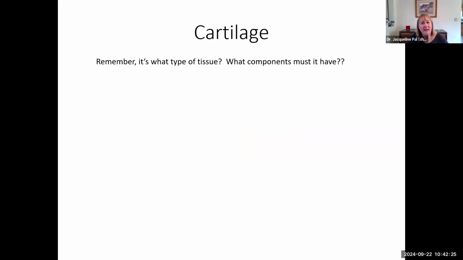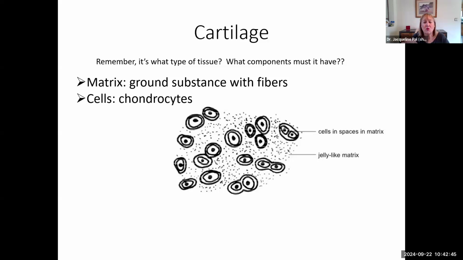Also, the main type of connective tissue we have in our skeletal system are going to be cartilages. Now, remember, cartilage is connective tissue. So, what components must it have? All connective tissue is made out of what two components? That's right, cells and extracellular matrix. So, in cartilage, we're going to take a prefix that means cartilage, which is chondro. So they're going to be called chondrocytes.